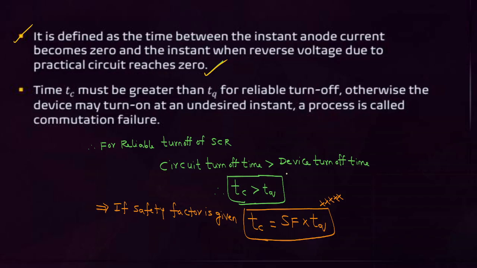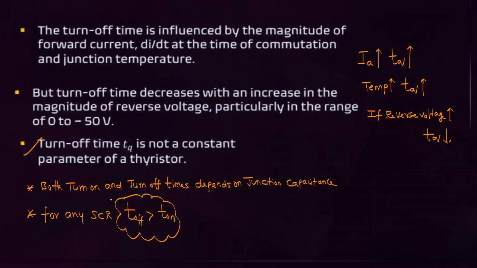This is very important. For reliable turn off of SCR, what is the relation between circuit turn off time and device turn off time? Always circuit turn off time must be greater than device turn off time. At this point you have to consider mainly: if any safety factor is given, how to calculate the circuit turn off time? Circuit turn off time equals safety factor into device turn off time. This observation is important if any problem is framed in commutation methods. Sometimes in solving commutation problems, they will give the safety factor. Then you have to calculate the circuit turn off time as safety factor into device turn off time.